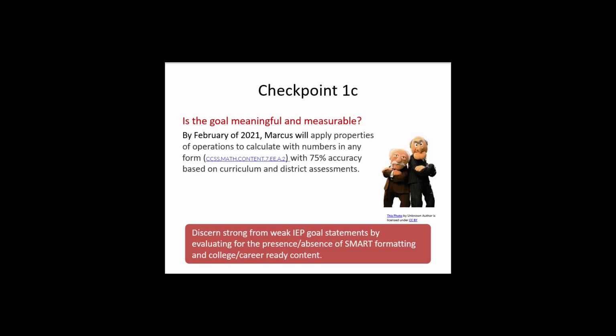Checkpoint 1C. Is the goal meaningful and measurable? By February of 2021, Marcus will apply properties of operations to calculate with numbers in any form, with 75% accuracy based on curriculum and district assessments. So is the goal specific? The goal specifies Marcus as the student. It aligns with a grade 7 standard. But is there a specific skill?